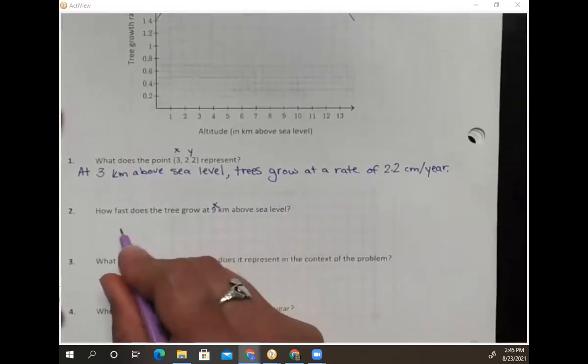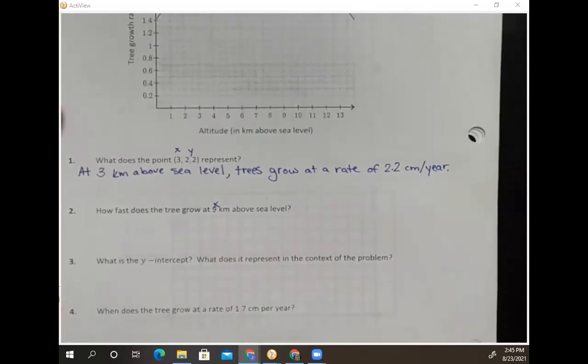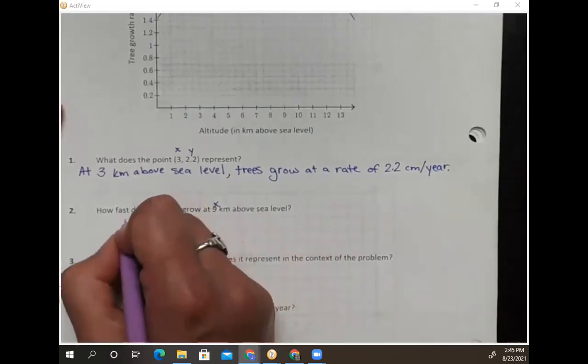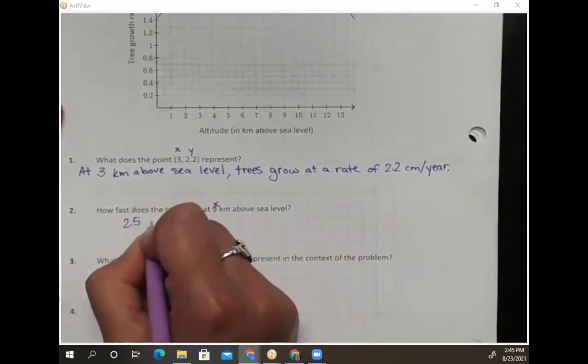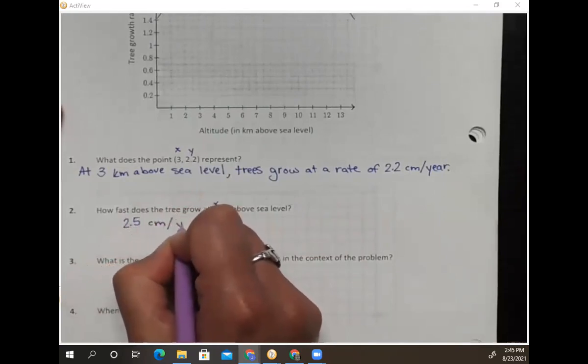So I knew the x, I was asking for the y. My y value, remember, is a growth rate. So how fast does the tree grow at 9 kilometers above sea level? It grows at a rate of 2.5 centimeters per year. So I had one piece of information, I used it to find the other piece of information.